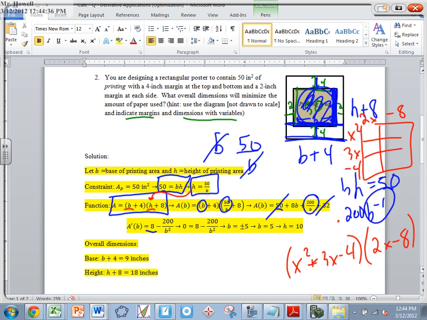Again, the derivative of this is negative 200 b to the negative 2 based on the power rule. What is b to the negative 2? It's really 1 over b squared here. And now, solve for b.